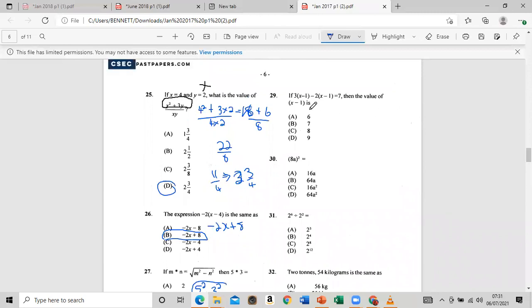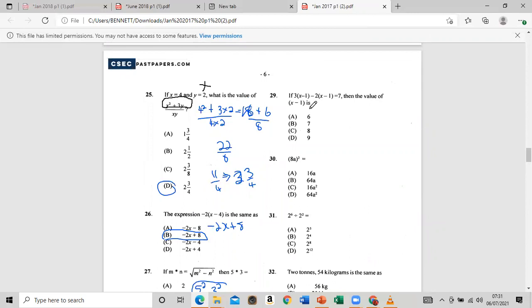Alright, if 3 bracket x minus 1 minus 2 bracket x minus 1 is equal to 7, then the value of x minus 1 is, so I can find out what is x first. So 3 times x, that gives us 3x. So expand the bracket first. 3 times 1, that's negative 3. Negative 2 times x, that's minus 2x. And negative times a negative, that's positive 2. And all of this equals 7.